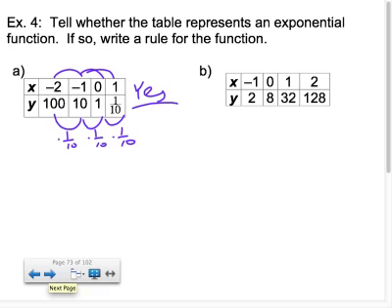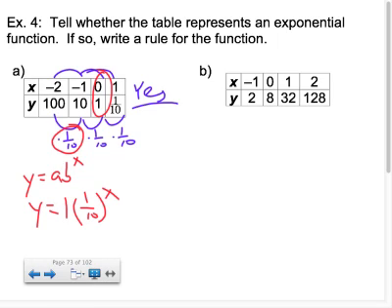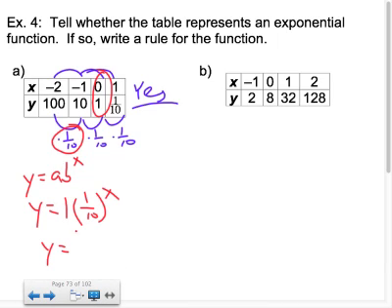Recall, exponential functions are y equals a times b to the x. In this case, when x is 0, y was 1, so your a is 1, and your b is this multiplier, 1/10 to the x. So really, we could simplify this down one more step and just say y equals (1/10) to the x power is the function. Okay. Part B, and again, that would be an exponential decay function because that's less than 1. And there's no stretch, shrink, or reflection here because the a is just 1. So we're not doing anything to it. Okay, it's just your standard decay function.